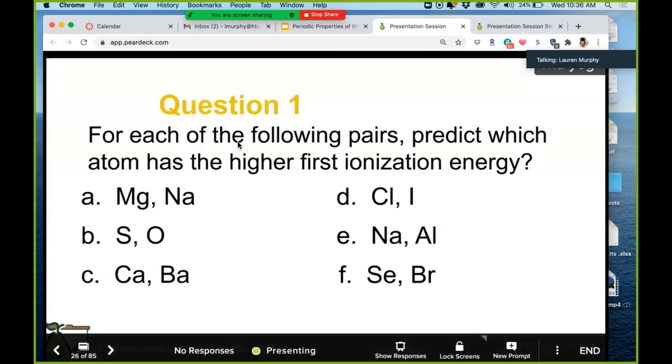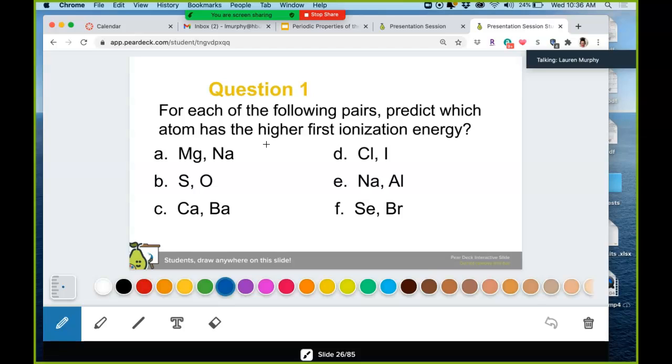So let's rank them. For each of the following pairs, predict which has the highest first ionization energy. When they say first, it's just to remove one electron, the first electron. And again, we're always going to remove from the outermost shell first. That's where you would always start because they're the furthest away from the nucleus. So magnesium or sodium, who has the higher first ionization energy? When you see this, higher first ionization energy, you need to think harder, more energy to remove.